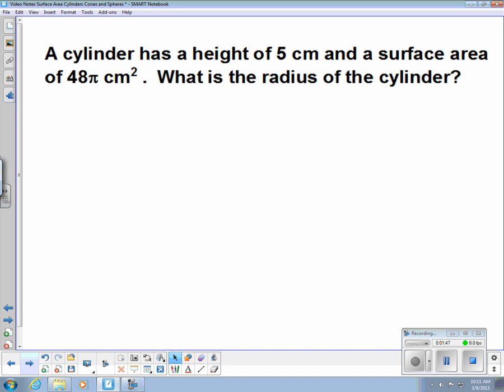so make sure you show all your steps and processes. All right, so this is a problem that's going to be on the test, and so I wanted to go over a couple of these real quick with you and make sure you got these down. So it says the cylinder has a height of 5 centimeters and a surface area of 48 pi centimeters squared. What is the radius of the cylinder?